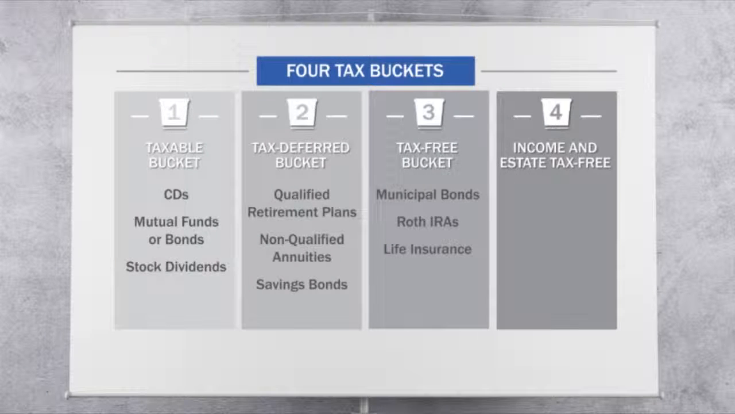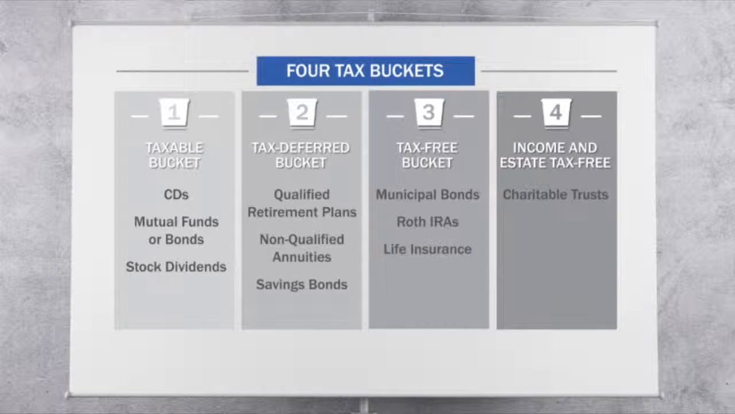Finally, the fourth bucket is income and estate tax-free, and that's where you get into charitable trusts and other similar arrangements. Here's what you need to know. If you want to reduce taxes on your assets over time, you need to move assets to the right.